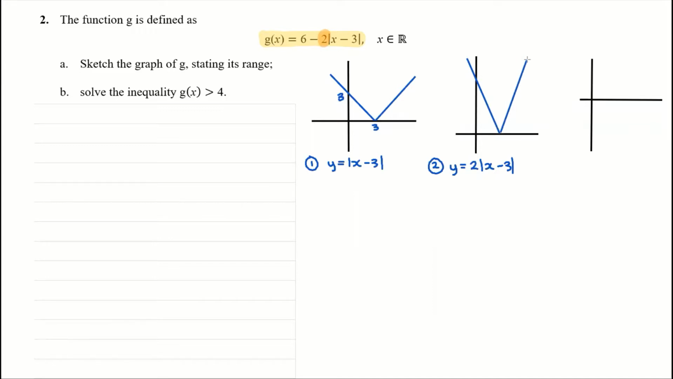We're still going to have the minimum point when x equals 3 because this transformation does not affect the x coordinates, but now we're going to have a y-intercept at 6. So notice how the y-intercepts have doubled from here to here. Okay, and that's because of the 2. All right, now we can add this negative part.